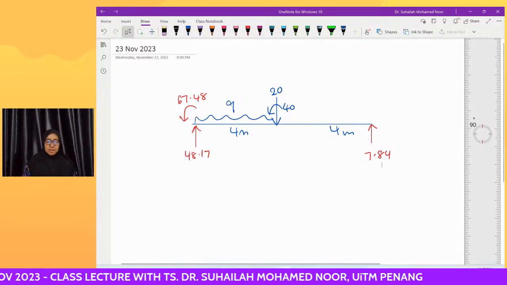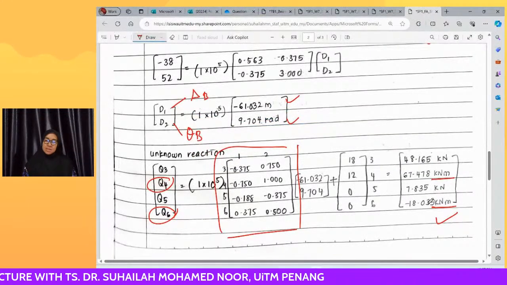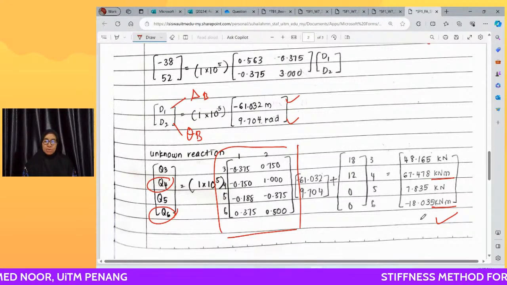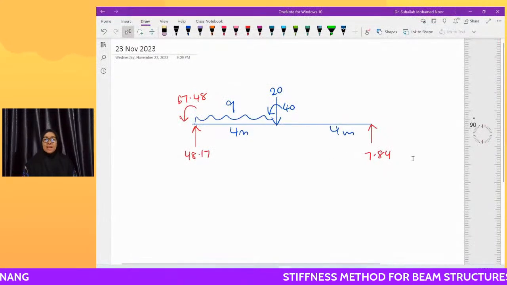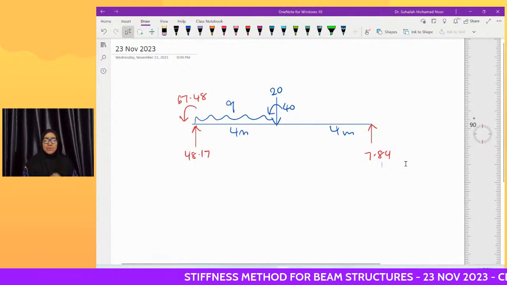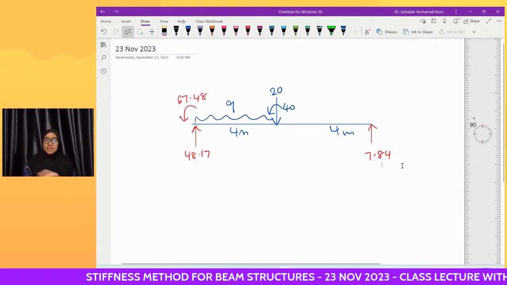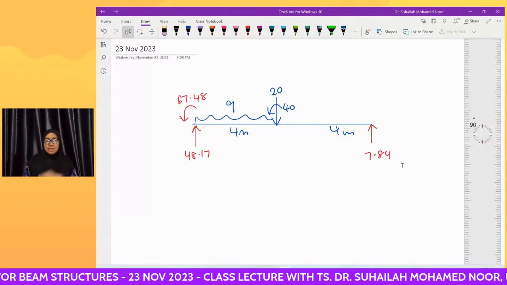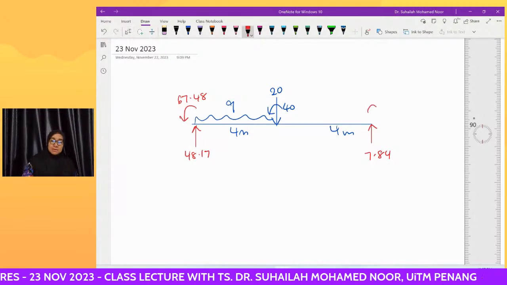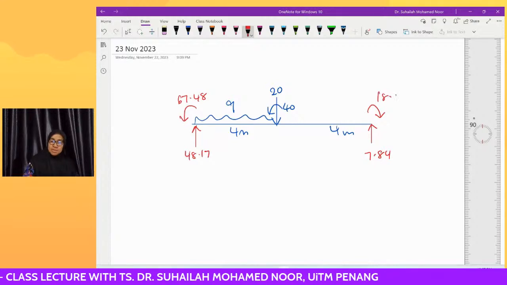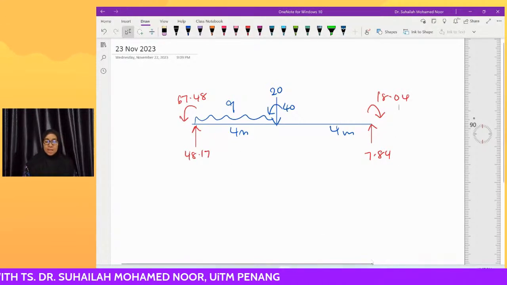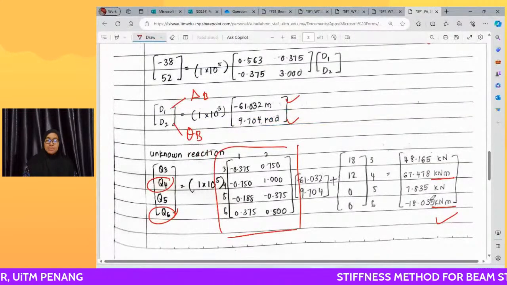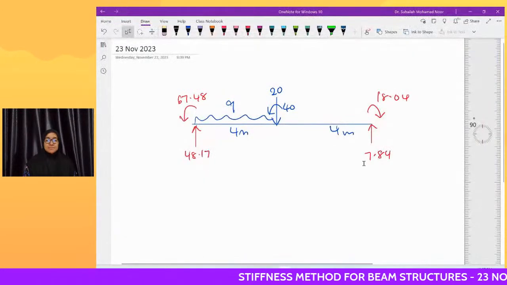And Q6 is negative 18.04. Negative means opposite to the sign convention. The sign convention is counterclockwise, so negative means clockwise. So this is 18.04, clockwise.